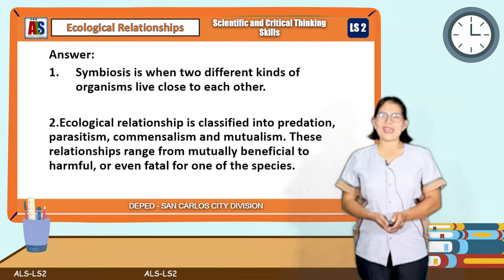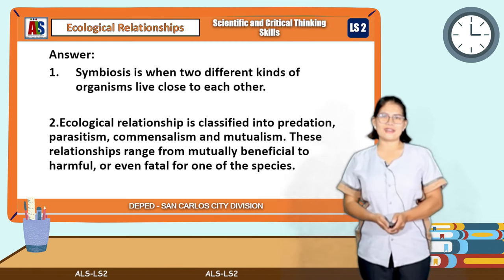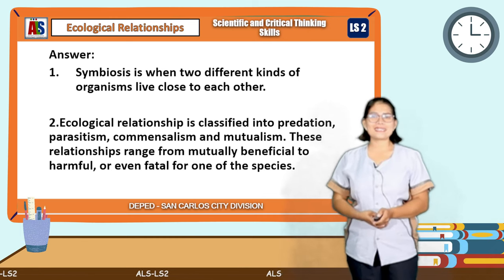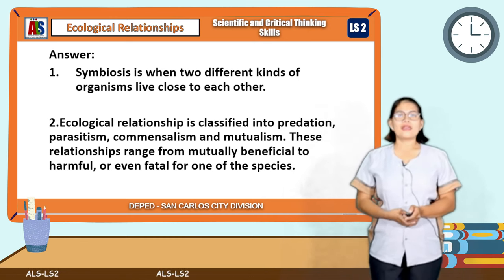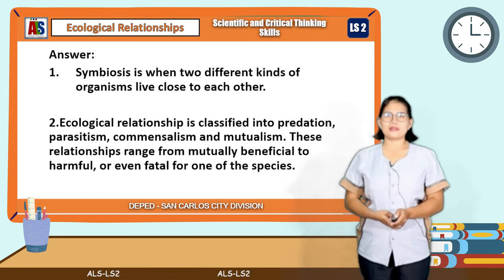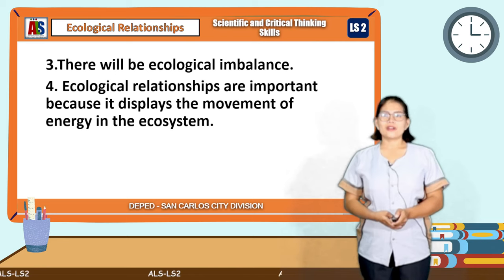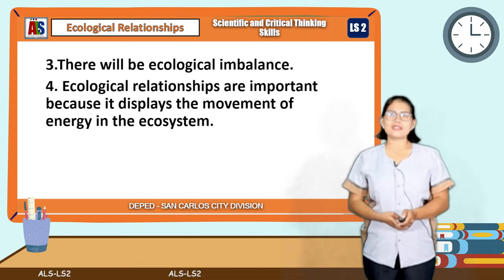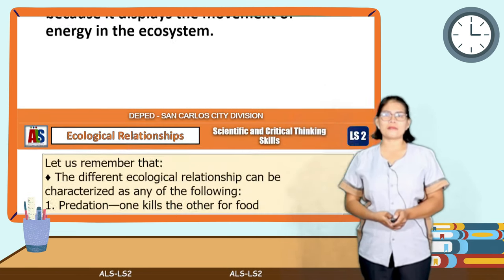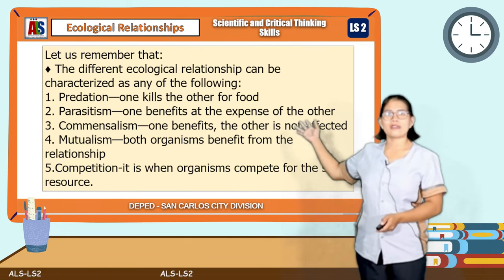For question number one, the answer is: symbiosis is when two different kinds of organisms live close to each other. The different ecological relationships are classified into predation, parasitism, commensalism, mutualism, and competition. These relationships range from mutually beneficial to harmful or even fatal for one of the species. For question number three, there will be ecological balance. For question number five, the answer is: ecological relationships are important because they display the movement of energy in the ecosystem.